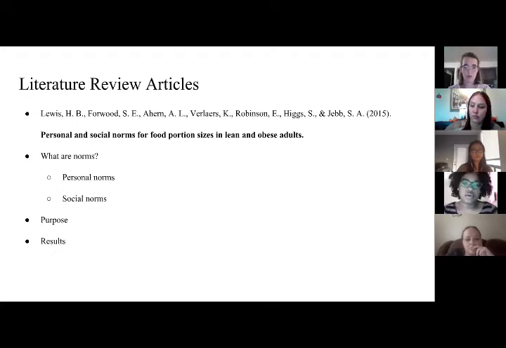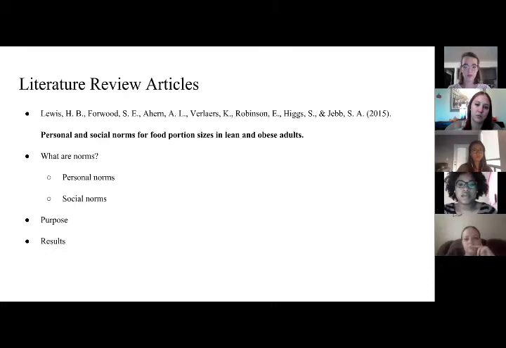The results showed that obese individuals were found to have significantly larger personal norms for portion size compared to the lean group, but there was no difference between social norms. These obese individuals also had significantly larger personal norms than lean individuals. It wasn't seen in lean individuals.